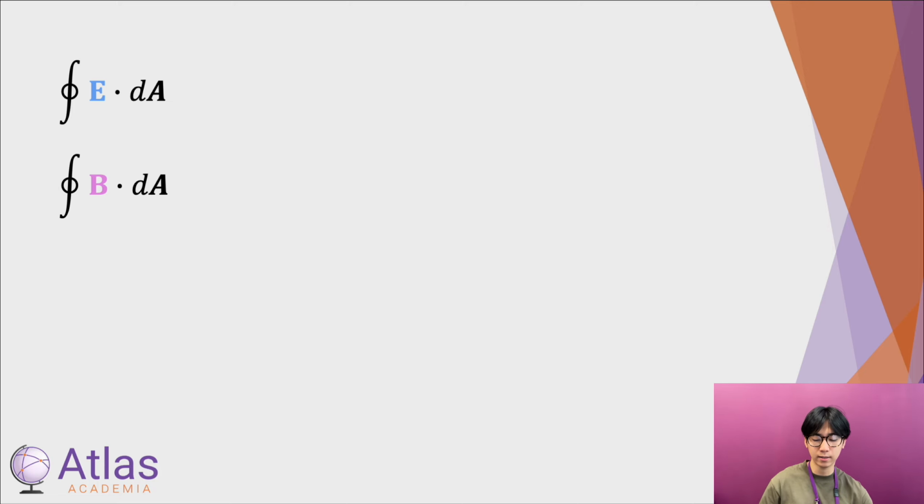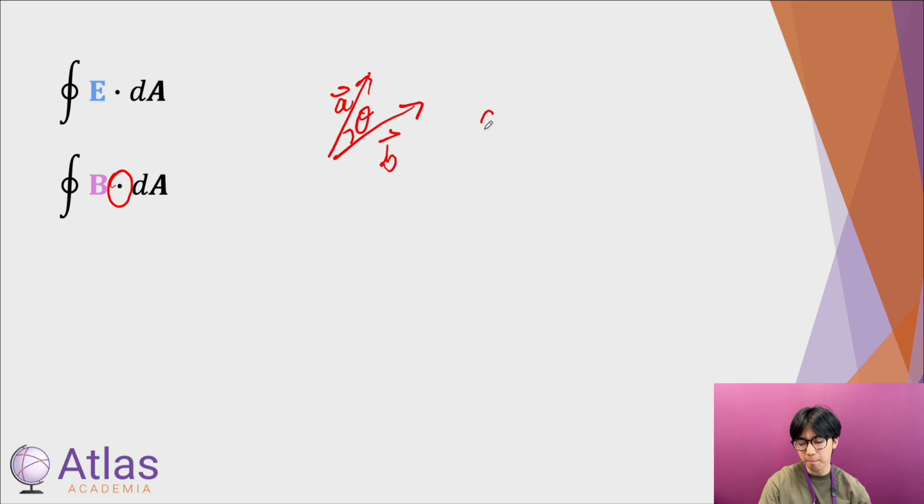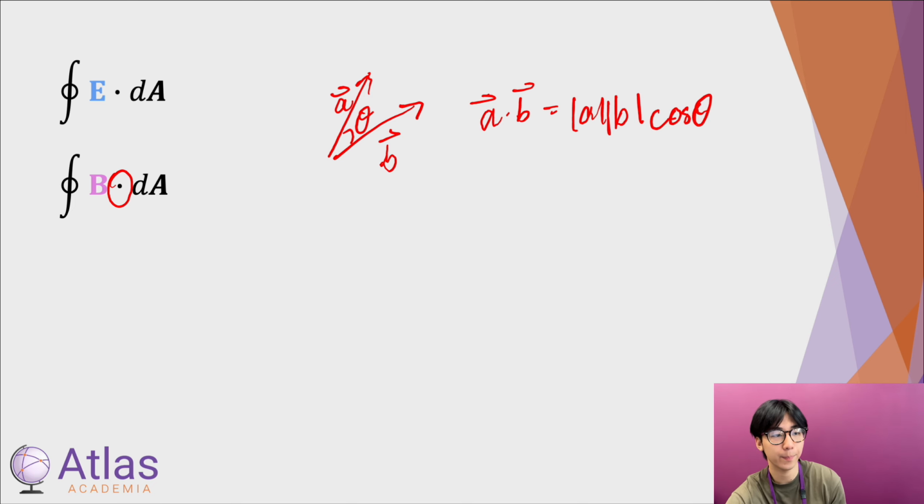Now, if you've done vectors in high school, you'll know that this symbol right here is a dot product. And what a dot product is, it's sort of like a way that we can multiply vectors. So if you have two vectors, A and B, like shown, with some enclosed angle theta, then we can multiply them somehow by finding their dot product, which is equal to their magnitudes multiplied together, times cos theta, where theta is that angle enclosing them.